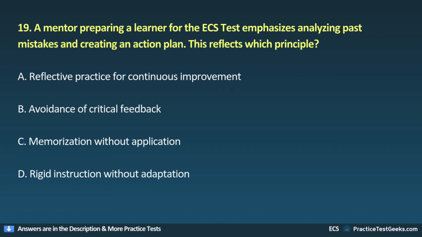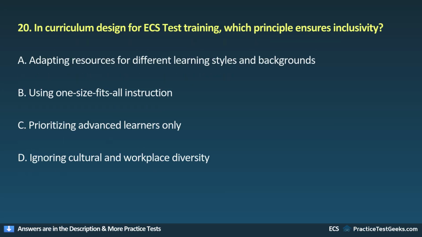19. A mentor preparing a learner for the ECS test emphasizes analyzing past mistakes and creating an action plan. This reflects which principle? A. Reflective practice for continuous improvement. B. Avoidance of critical feedback. C. Memorization without application. D. Rigid instruction without adaptation.